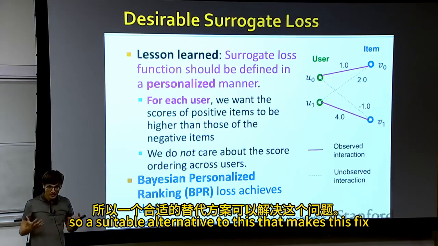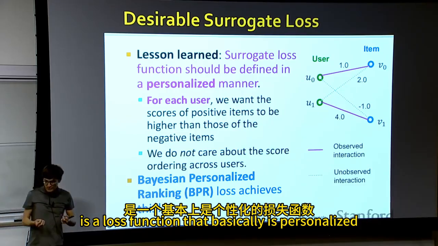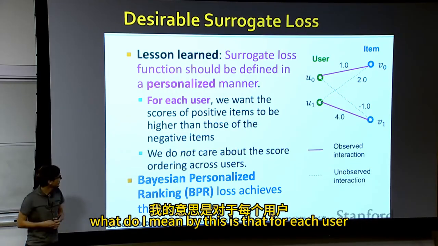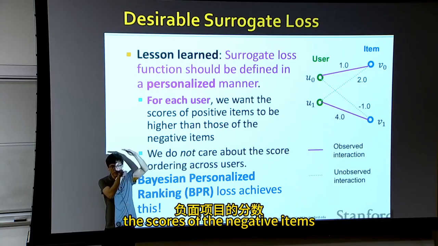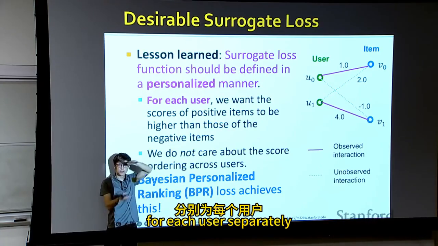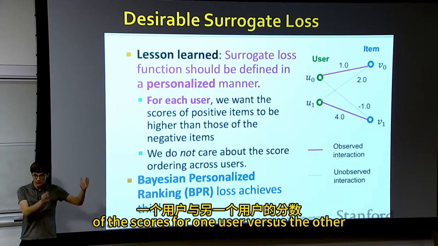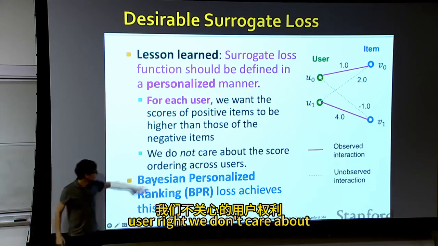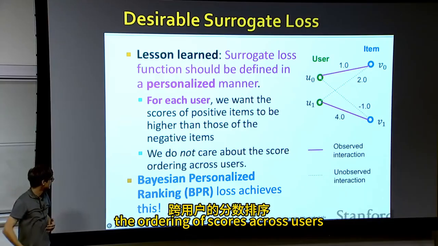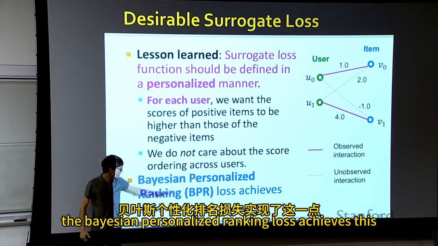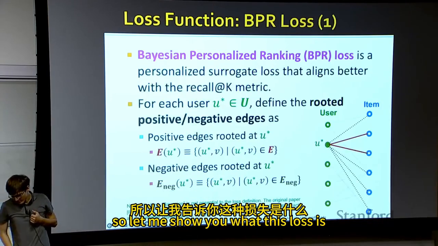So a suitable alternative that makes this fix is a loss function that is personalized. What do I mean by this? For each user, we want the scores of the positive items to be above the scores of the negative items. For each user separately, regardless of the magnitude of the scores for one user versus the other user, right? We don't care about the ordering of scores across users. And the BPR, the Bayesian personalized ranking loss, achieves this. So let me show you what this loss is.